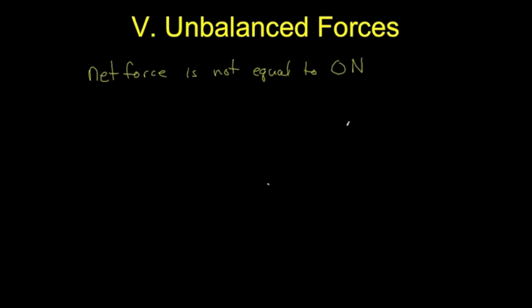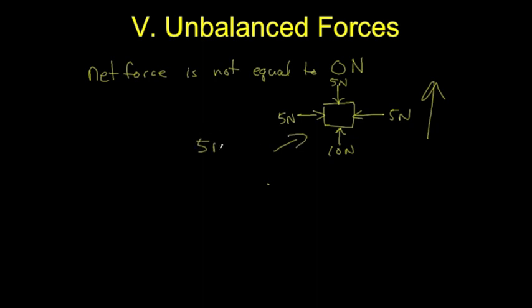So, if we have this box, and you have 5 newtons to the right, 5 newtons to the left, 5 newtons down, and 10 newtons pushing up, this box is going to move up. So there's going to be a change in its motion. Only unbalanced forces can change the motion of an object. The overall net force acting on this box in this example is 5 newtons up.